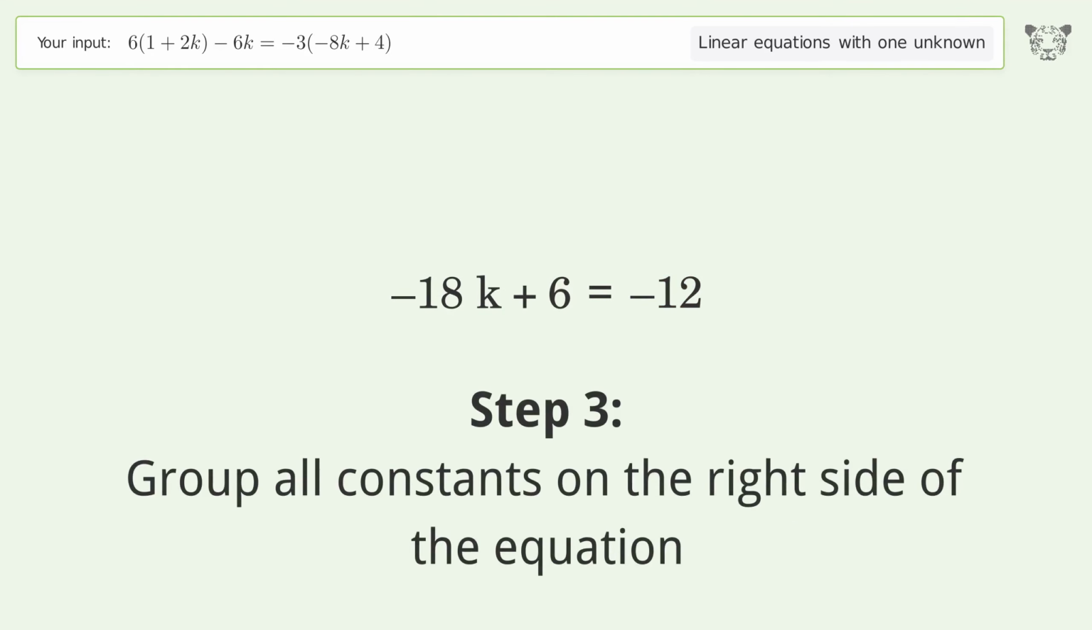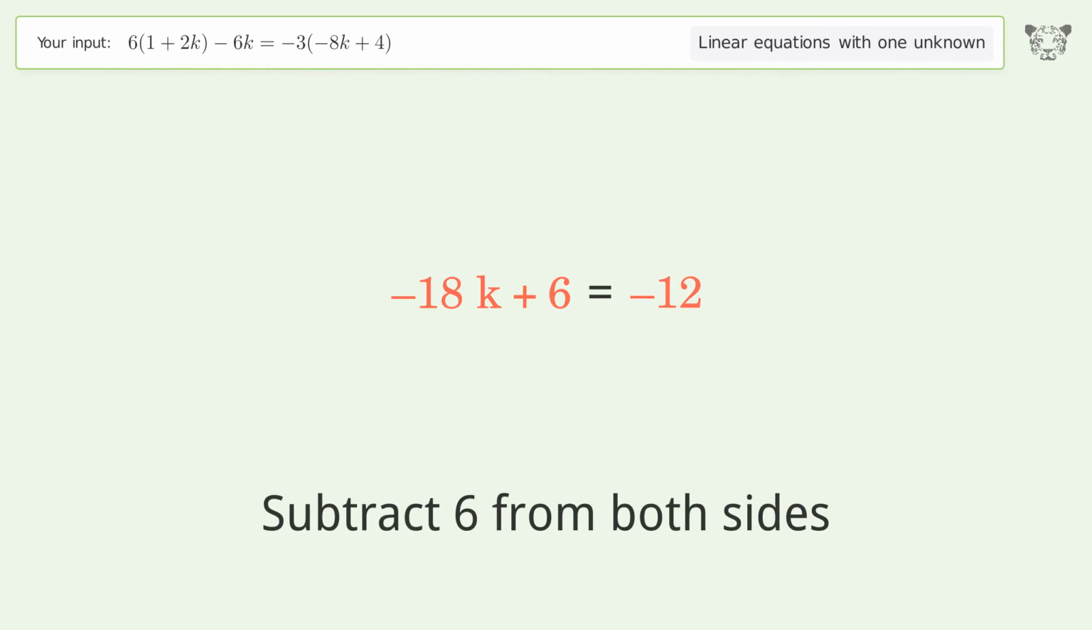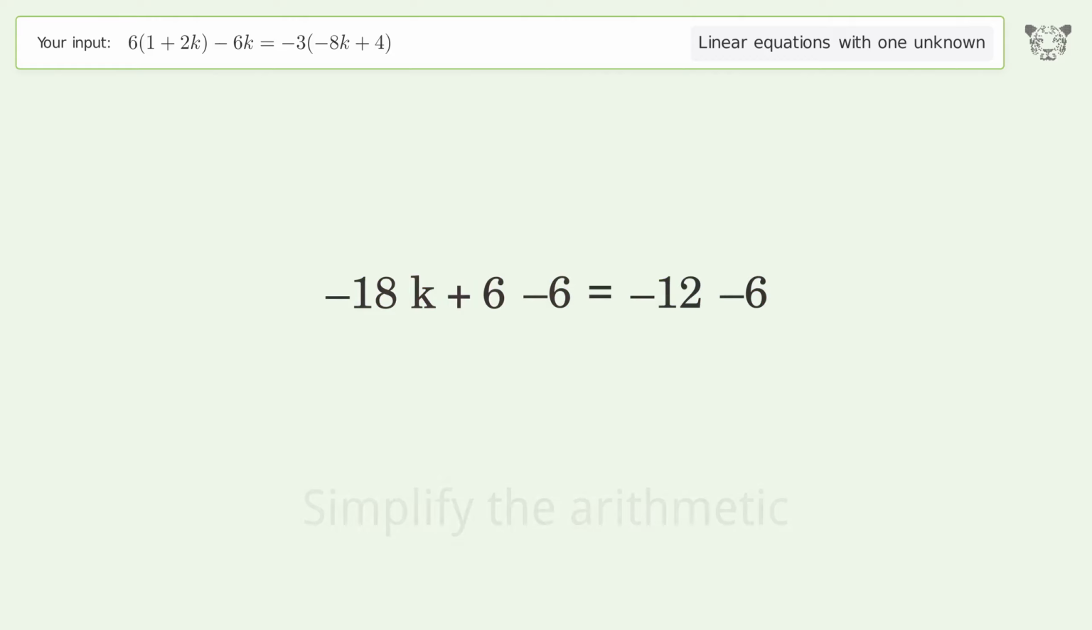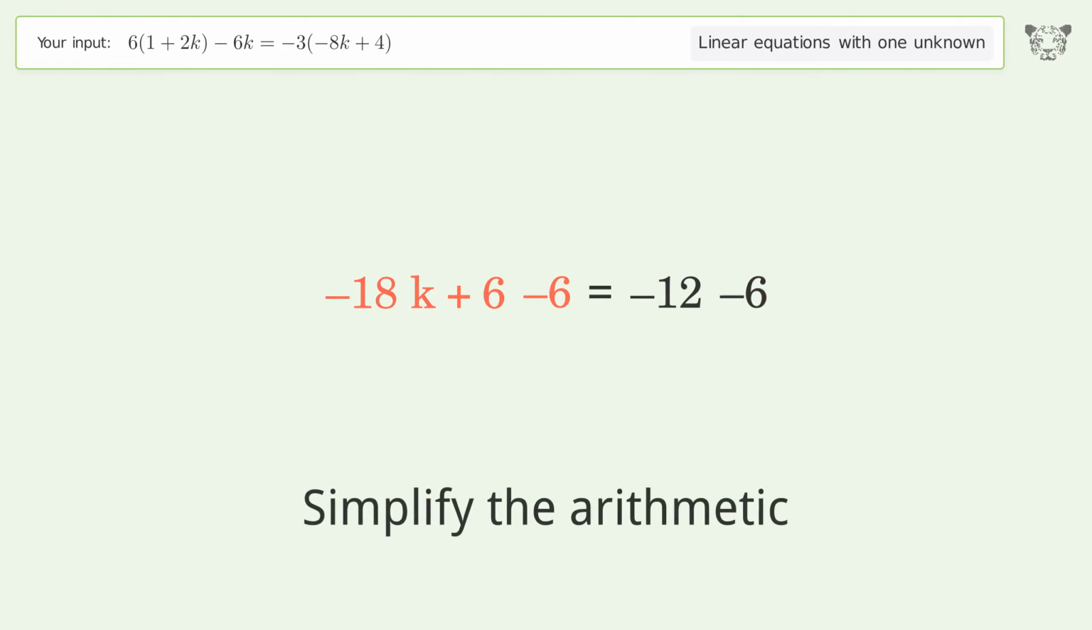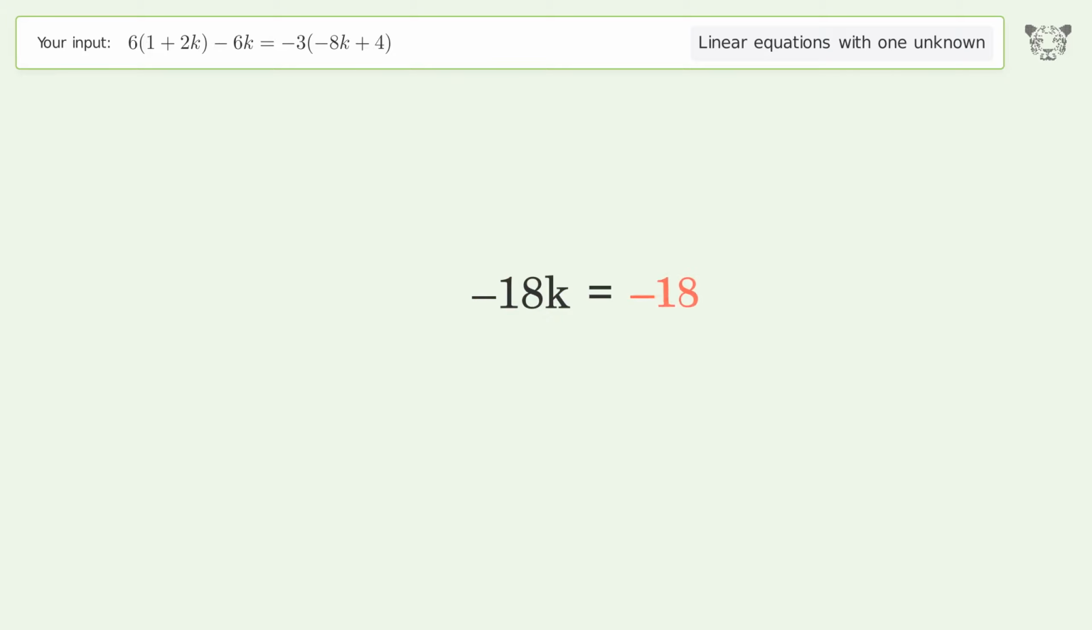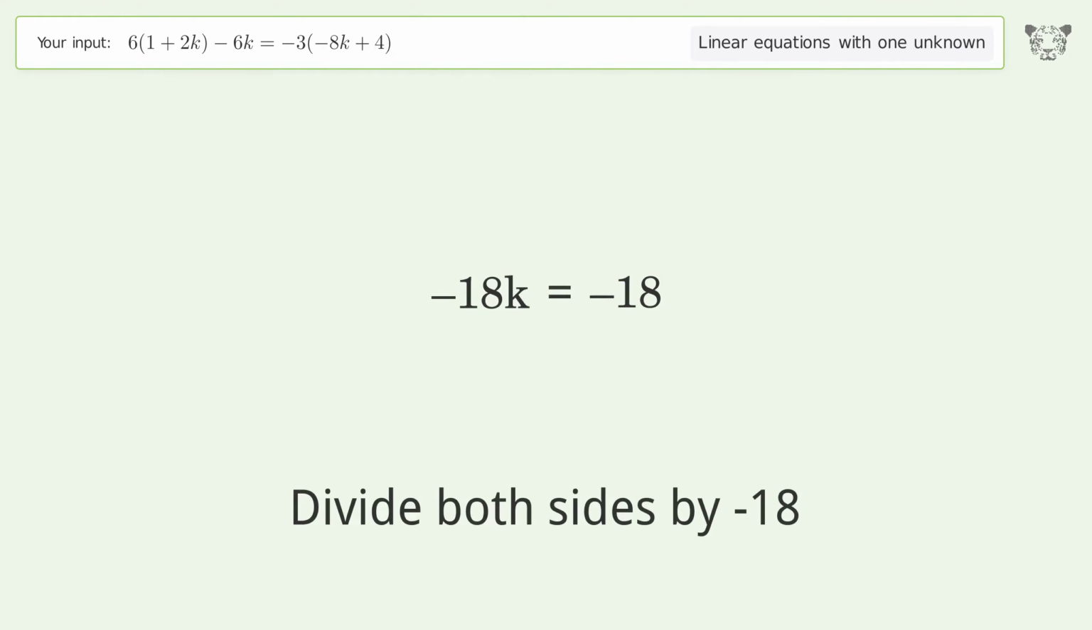Group all constants on the right side of the equation. Subtract 6 from both sides. Simplify the arithmetic. Isolate the k. Divide both sides by -18.